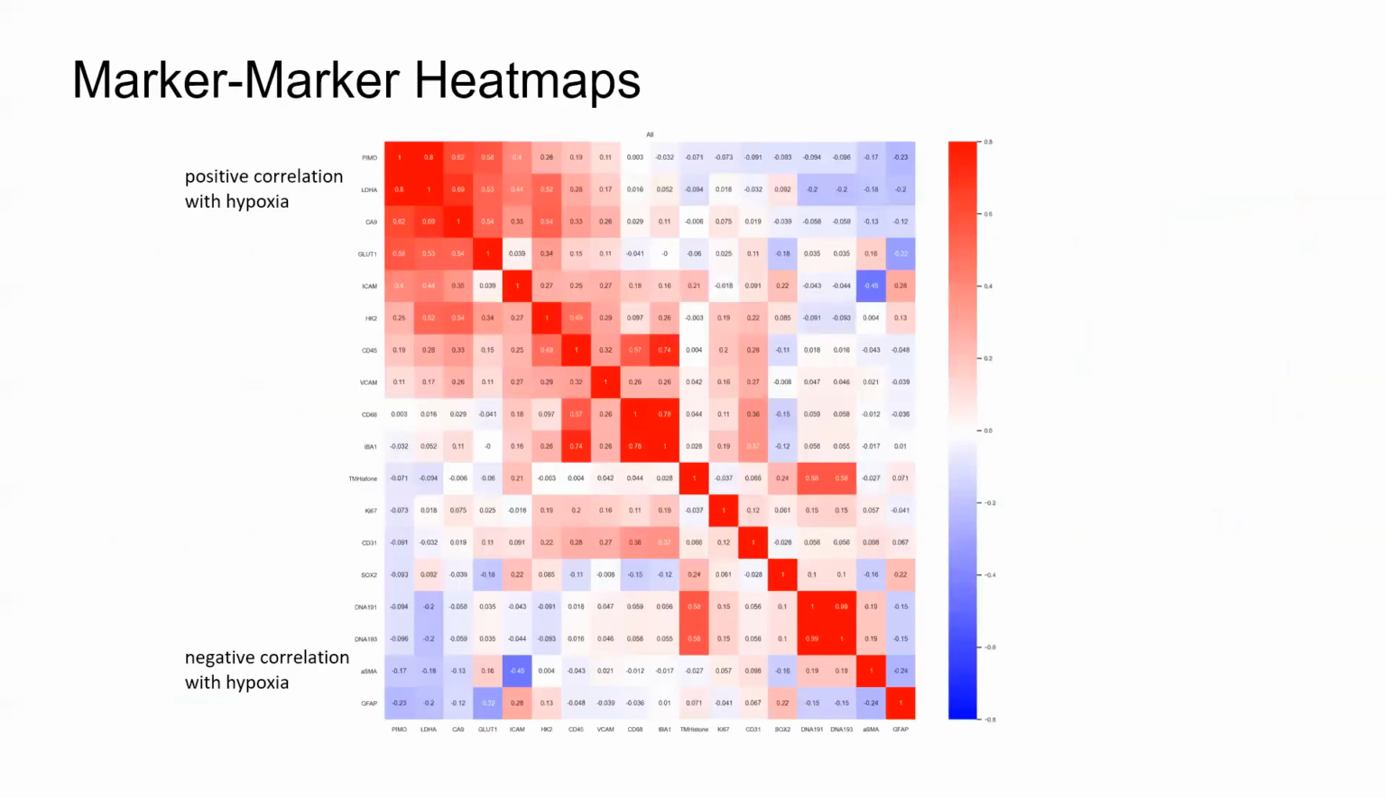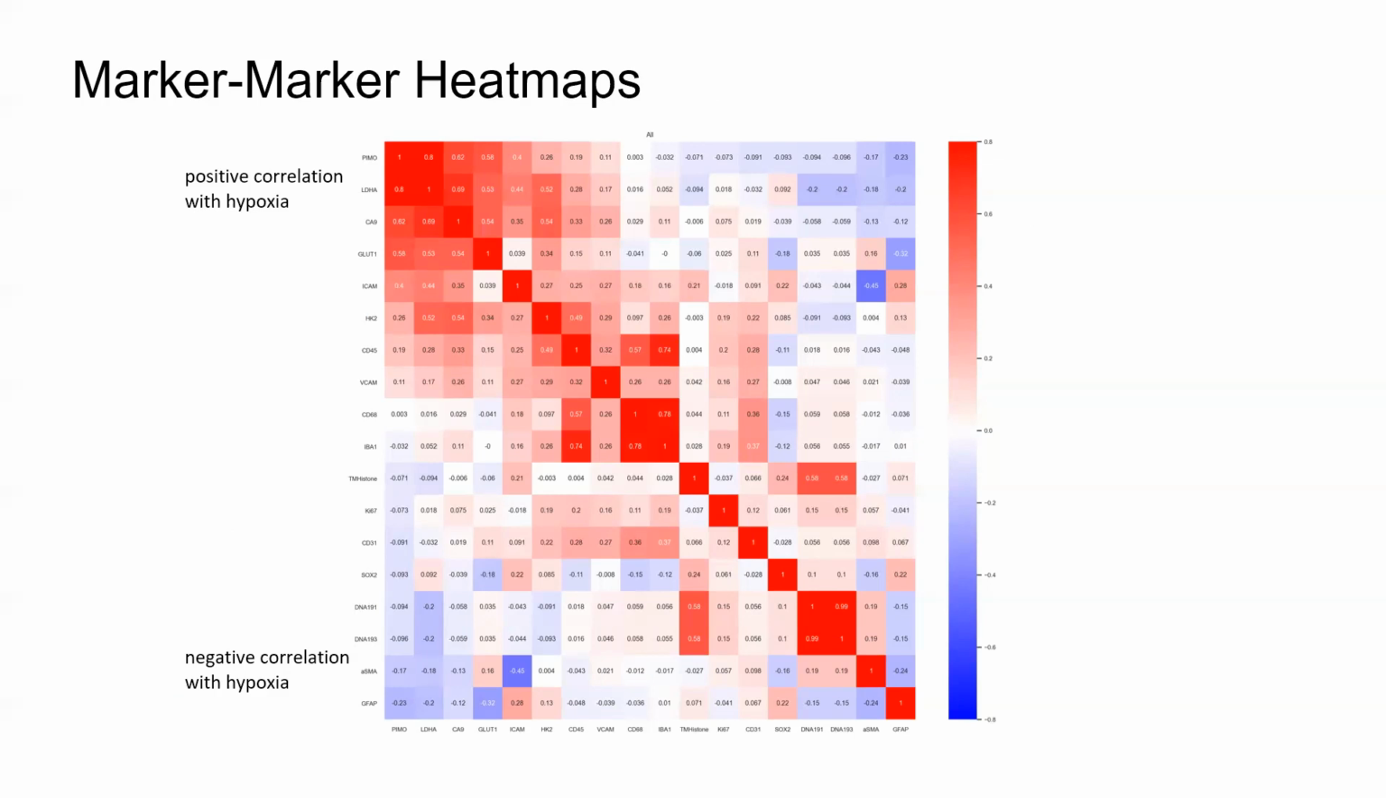Next up, we can also determine marker-to-marker correlations. So we can compute the Spearman's correlation coefficient to determine whether or not two markers are correlated with one another. As expected, a lot of the known hypoxia targets, such as LDHA, CA9, and GLUT1, have a strong correlation with what is effectively a ground truth of hypoxia, the PIMO stain.